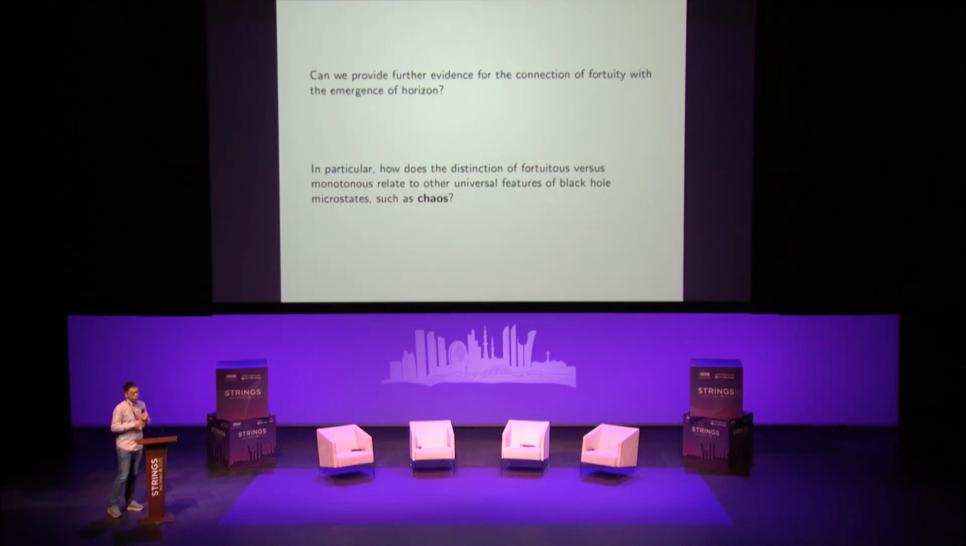Now, once we have this model, can we provide some further evidence for the connection of fortuity with the emergence of horizon? In particular, we want to ask how the distinction of fortuitous versus monotonous gets relayed to other universal features of black hole microstates, such as chaos? So this is what I will comment on in the last part of my talk.